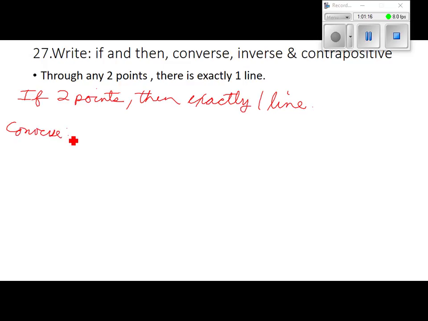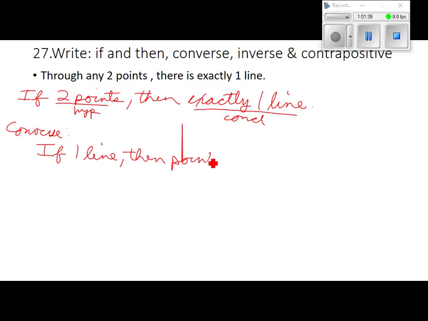Converse. What's the converse do to it? If one line, then 2 points. It switches the hypothesis and the conclusion. That's your hypothesis. That's your conclusion. So say it one more time. If one line, then 2 points. Again, Michael's going to make sure that his grammar is actually better than that on a test, right? I'm trying to go fast here.